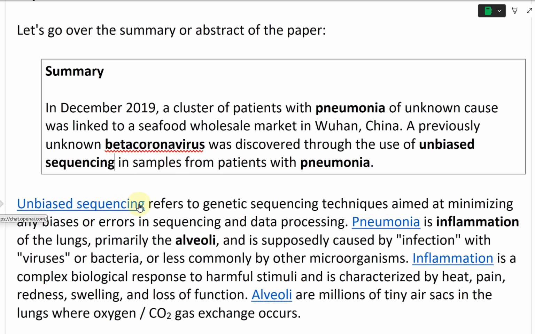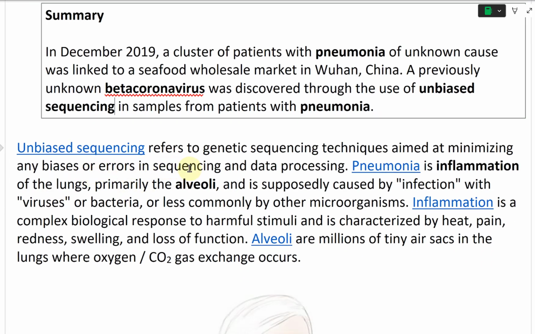So unbiased sequencing refers to genetic sequencing techniques aimed at minimizing any biases or errors in sequencing and data processing. And pneumonia is inflammation of the lungs, primarily the alveoli, and is supposedly caused by, quote, infection with, quote, viruses or bacteria, or less commonly by other microorganisms. And again, just a note here. I have links to all these technical terms. This one I used ChatGPT, just because Wikipedia didn't have complete information on that. And then here's pneumonia. This was from Wikipedia and so on. And I'll just highlight these. Yeah, all of these links are on there.